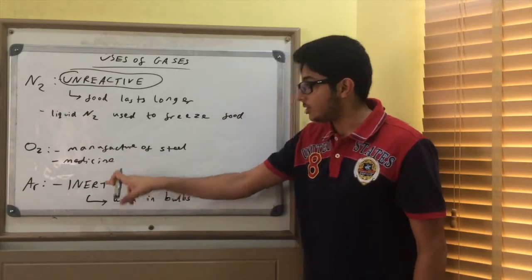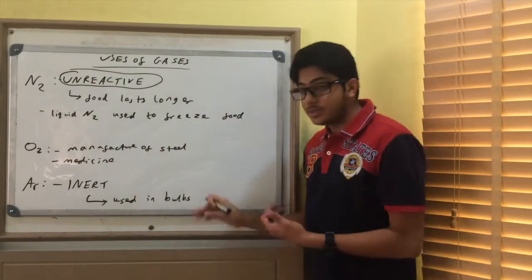Argon is also inert, which just means unreactive. And so it's used in bulbs a lot.